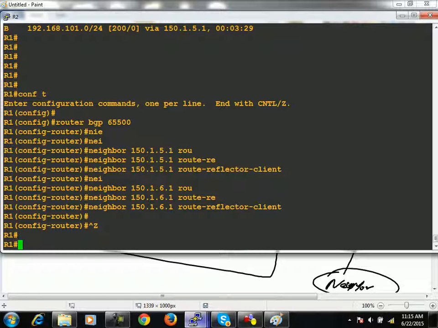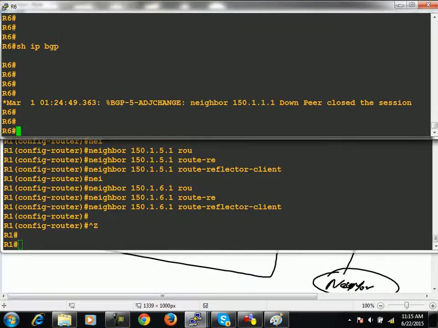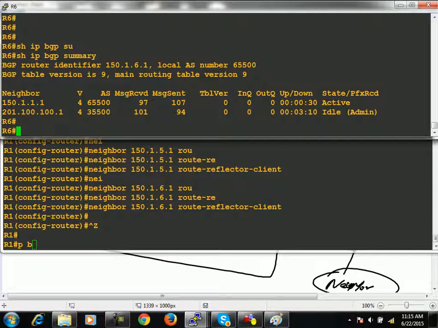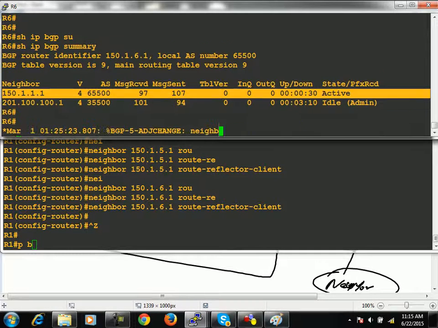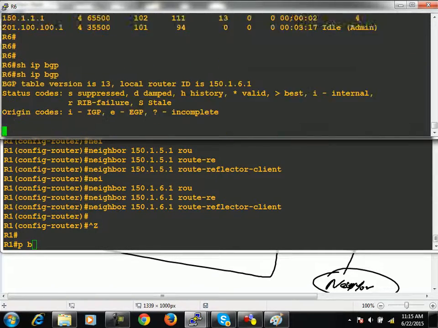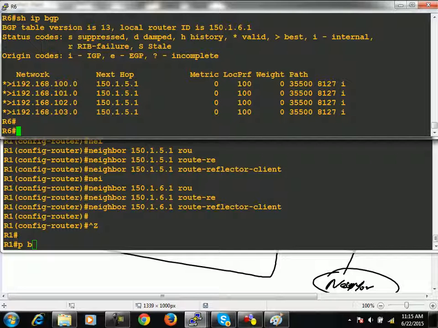And now see, move back again on R6. On R6 show IP BGP. Sorry, the neighborship has not come up yet. Still it is in active state with R1, right? Just wait for a moment. Now it has come up, right? And you see show IP BGP. It has also received all these prefixes coming from, not from R5, that's the problem. Prefixes are coming actually from R1, but the next hop is unchanged.